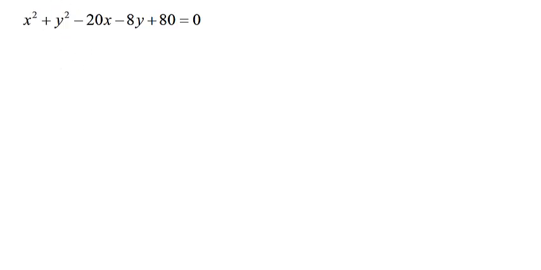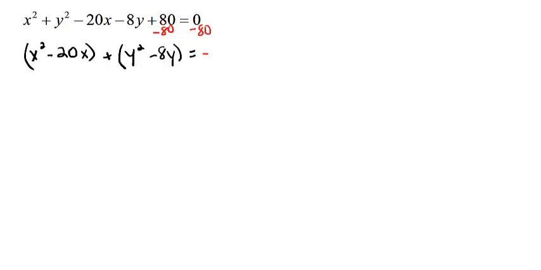So let's just rewrite this so that I have an x squared minus 20x. Okay, I'll put this together, and then I also have the y squared minus 8y. I'll group that together, and then we also want to get rid of this extra 80 here, so I'm going to subtract out this 80 from the top part. Any number you have extra, you want to get rid of it. So then let's move that to the right side. Okay, so now that's what I have.